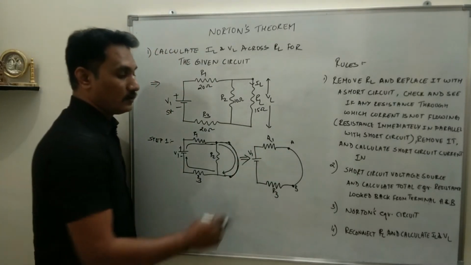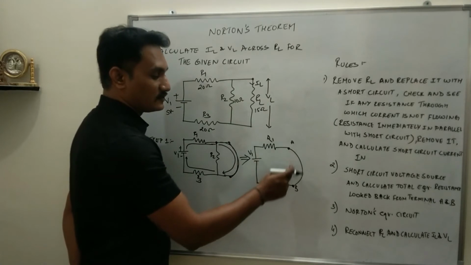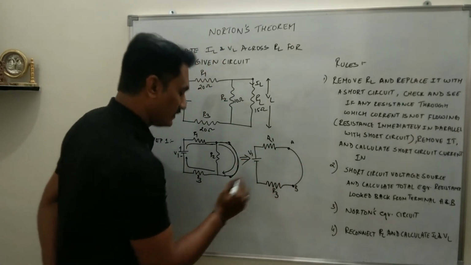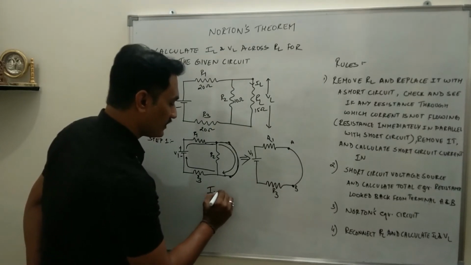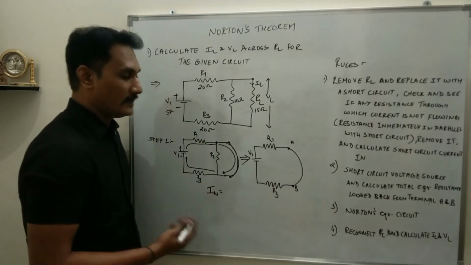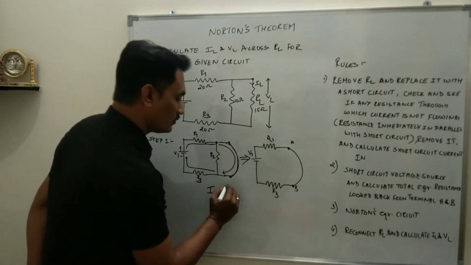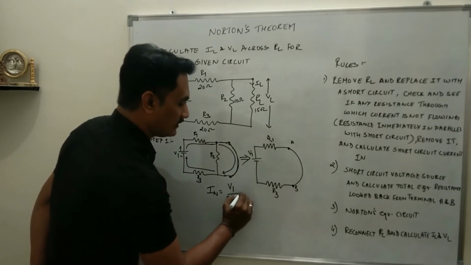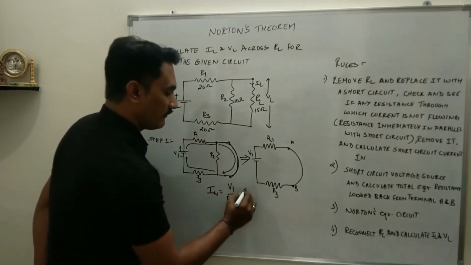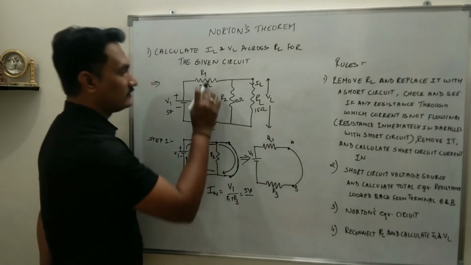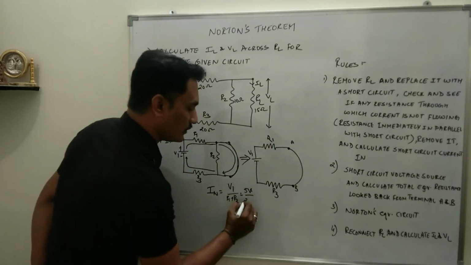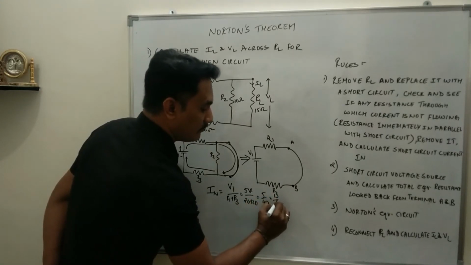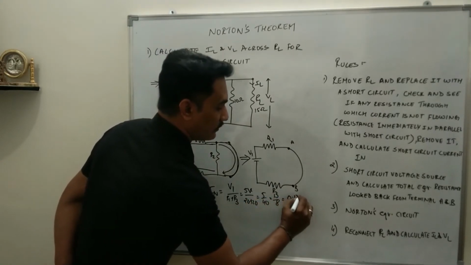Now what you can see is, in this circuit these two resistors are in series, so the current remains the same. If you want to calculate the short circuit current, it is very simple. IN will be the total voltage divided by the total resistance. What is the total voltage? V1. Total resistance is R1 plus R3. V1 is 5 volt, and R1 and R3 are both 20 ohms. So 20 plus 20, 5 by 40, 1 by 8, which is 0.125.